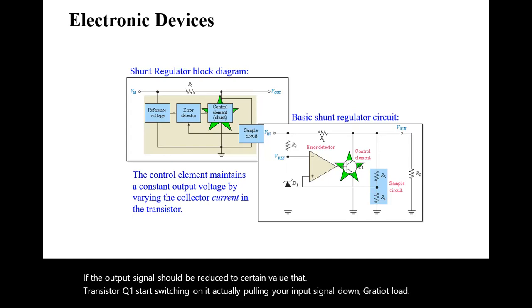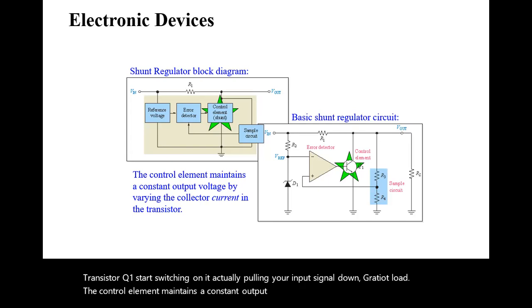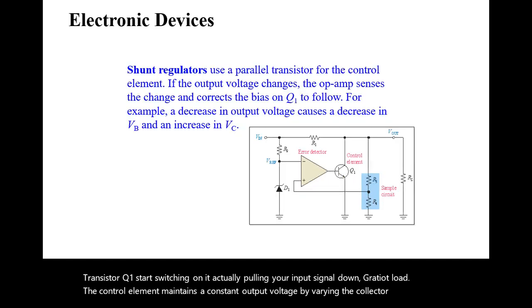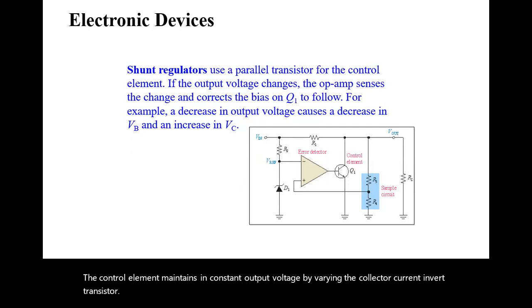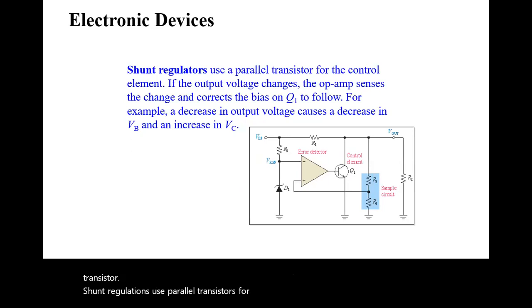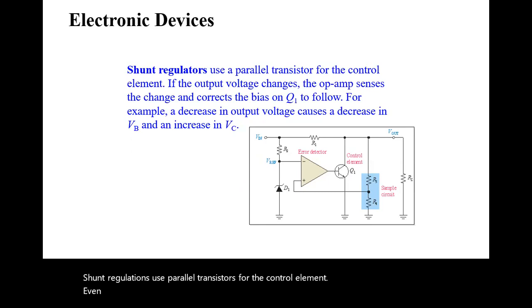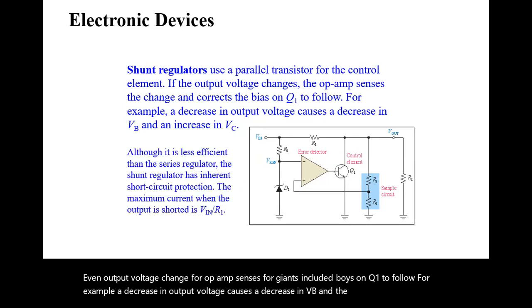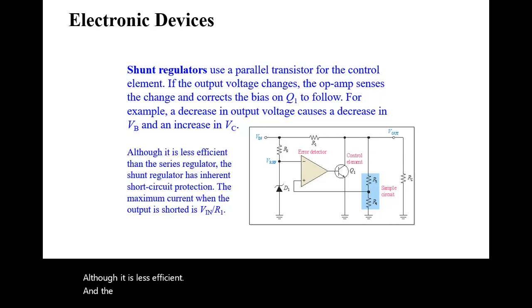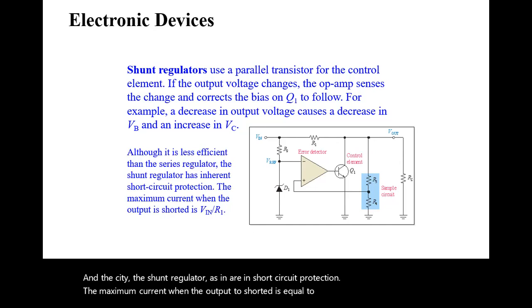The control element maintains a constant output voltage by varying the collector current in the transistor. Shunt regulators use parallel transistors for the control element. If the output voltage changes, the op-amp senses the change and corrects the bias on Q1 to follow. For example, a decrease in output voltage causes a decrease in VB and an increase in VC. Although it is less efficient than the series regulator, the shunt regulator has inherent short circuit protection. The maximum current when the output is shorted is equal to Vin divided by R1.